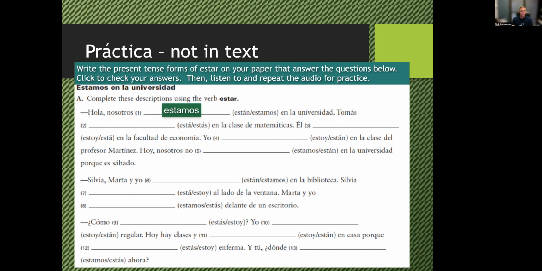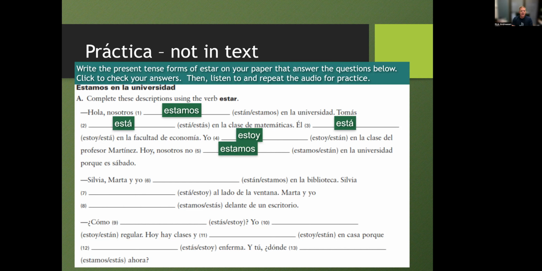Hola, nosotros estamos en la universidad. Tomás está en la clase de matemáticas. Él está en la facultad de economía. Yo estoy en la clase del profesor Martínez. Hoy nosotros no estamos en la universidad porque es sábado.